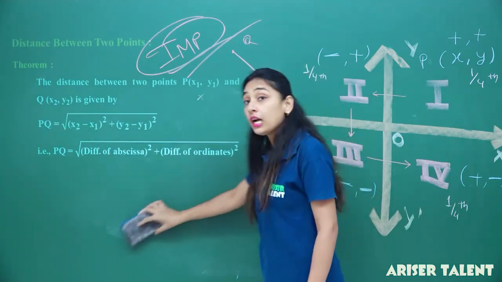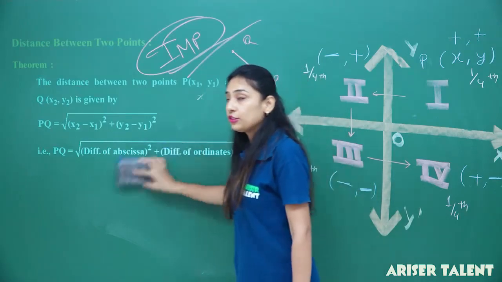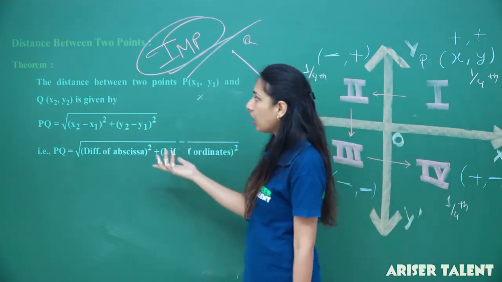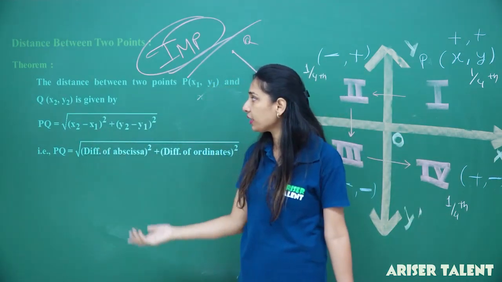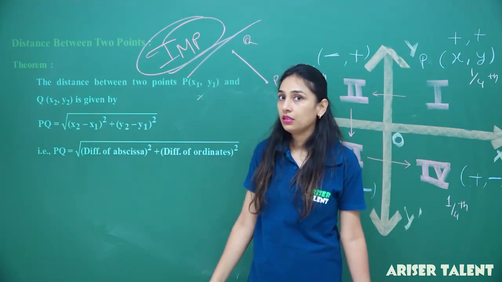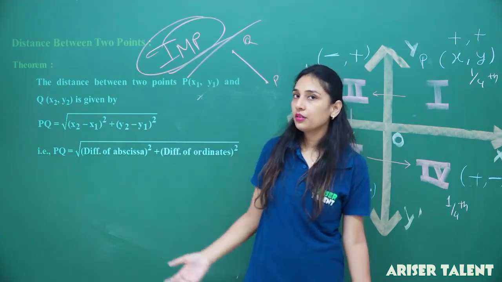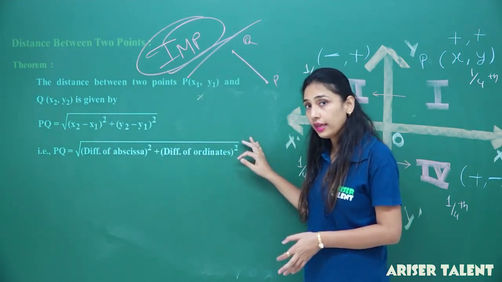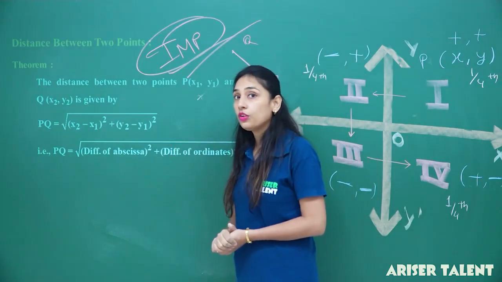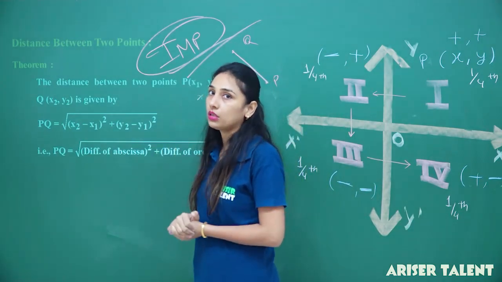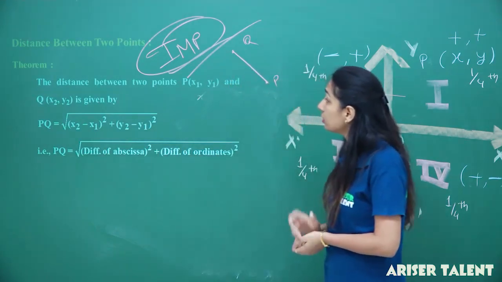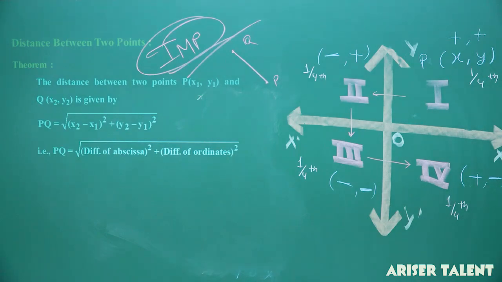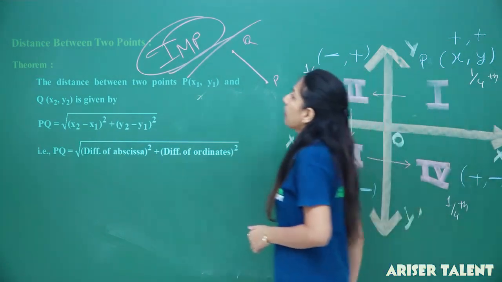Note this, there are some direct questions on this theorem, on how the distance between P and Q is given like this. We will understand it, just be sure about that. We will use this direct formula, so that should be clear to you. This is important, mark it and note this completely.